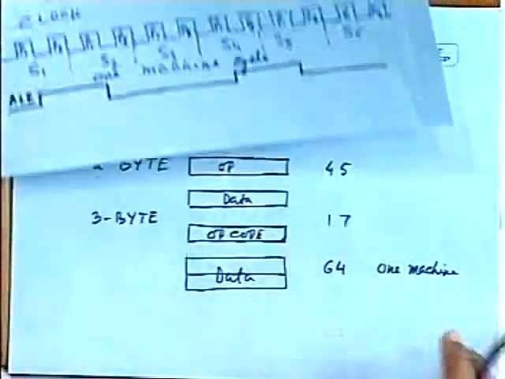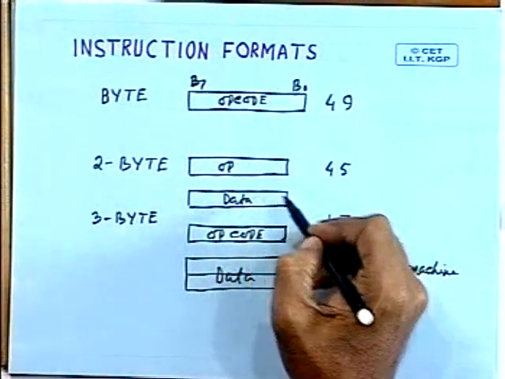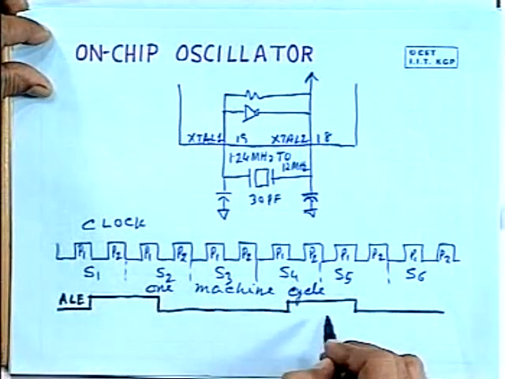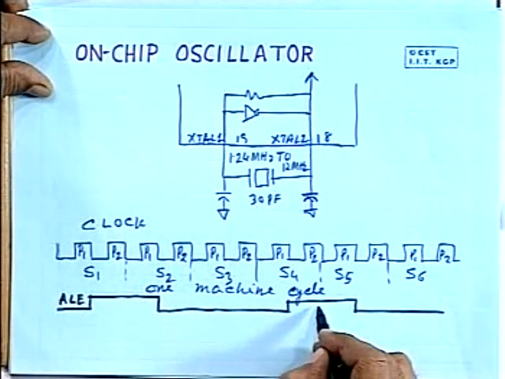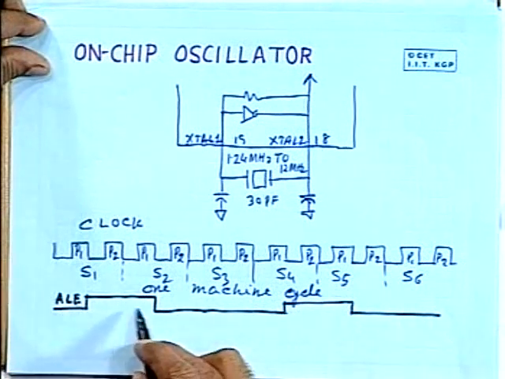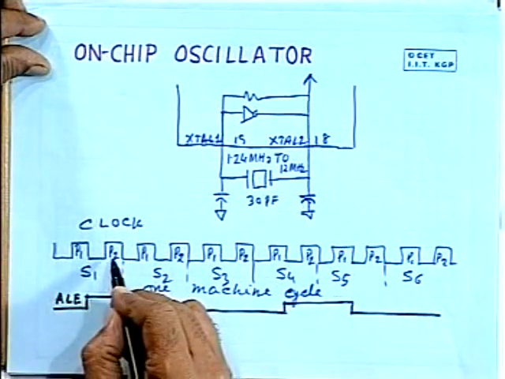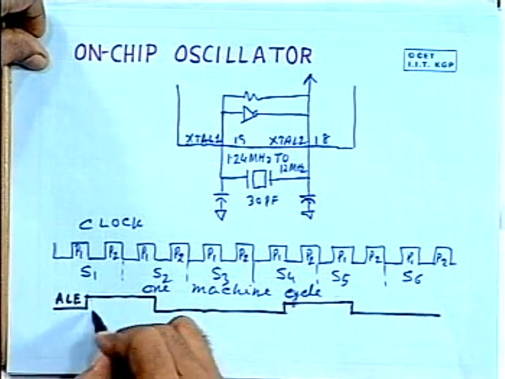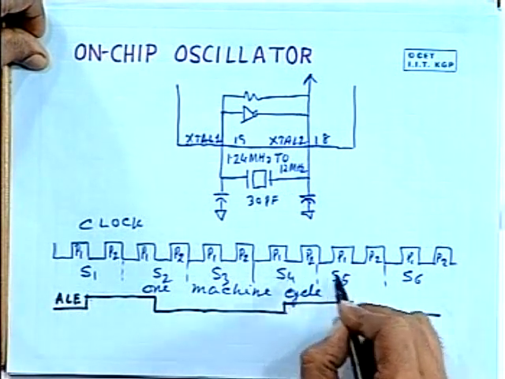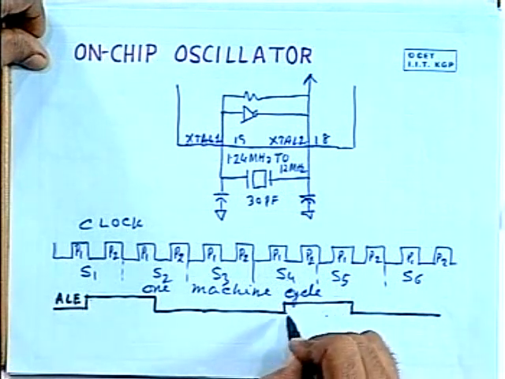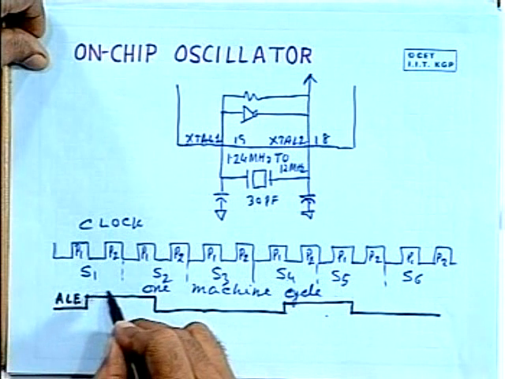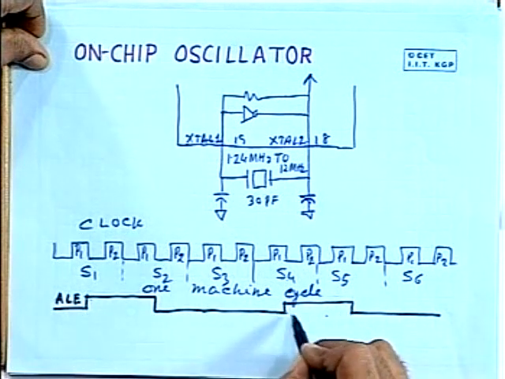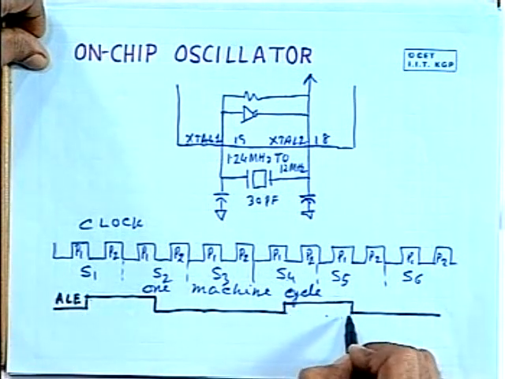Now, as I was telling, how do you execute some of the 2 byte instructions in a single cycle? That is possible because you are generating two ALE signals, with the help of which you can read 2 bytes of code from the program memory in a single machine cycle. You can see here S1 P2 and S2 P1. During this period, one ALE signal is generated. Similarly, during S4 P2 and S5 P1, another ALE is generated. The first byte of opcode can be read with the help of the first ALE. The second byte, that is, the opcode or data from the program memory, can be read during the second ALE.